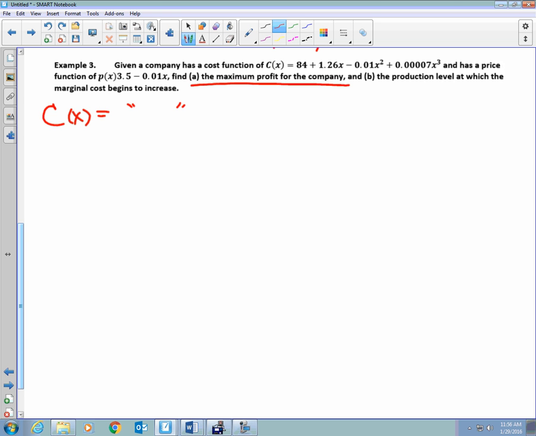But in order to come up with a profit function, I also need to know the revenue function, correct? Revenue function is going to be x times p of x, which is equal to what? What is x times p of x? Yep, so 3.5x minus 0.01x squared. I now have a revenue function and I have a cost function.